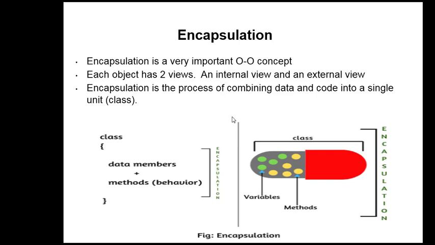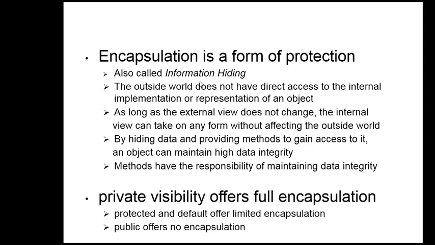In terms of data, in programming that is the variables. So data members are the variables in programming terms, and the methods in the class are the actual code you write. Encapsulation is a form of protection, so it is also called information hiding. The outside world does not have direct access to the internal implementation or representation of an object. As long as the external view does not change, the internal view can take any form without affecting the outside world.